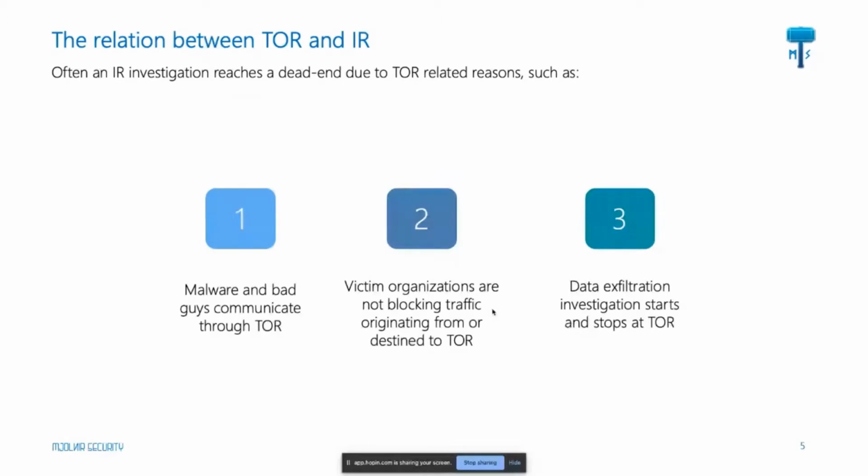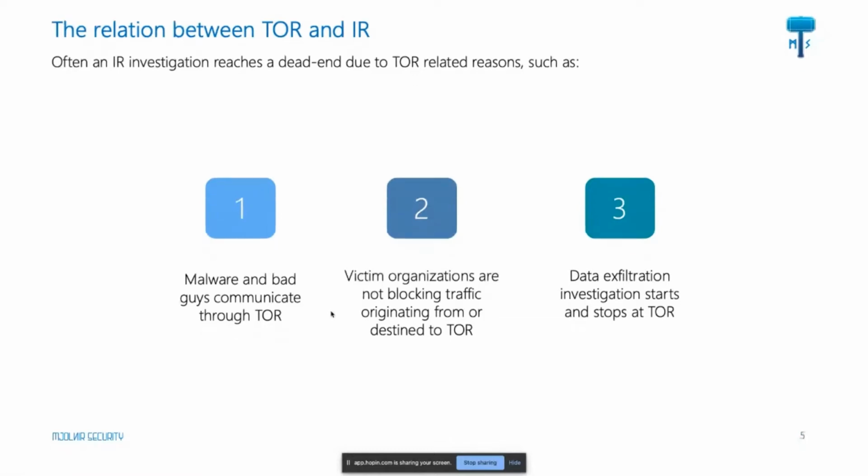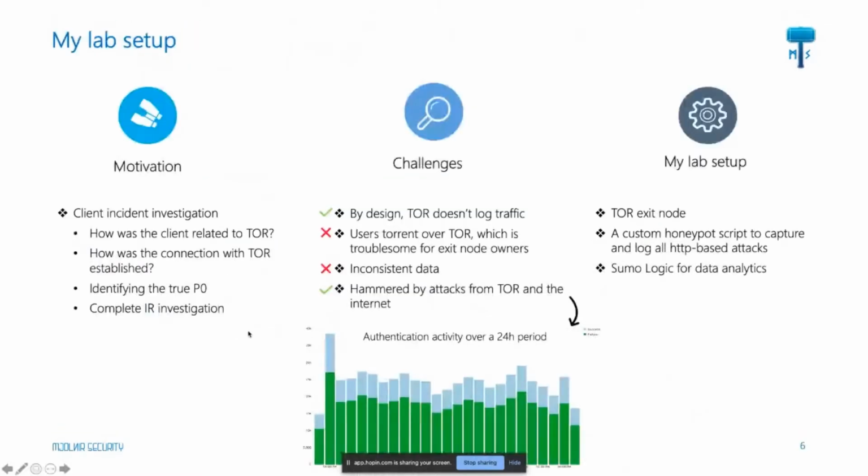So to understand that part better and to understand what really happened, especially with a client I was responding to, I built a small lab infrastructure. As part of that lab, I was trying to understand, for a particular client who got hit by ransomware, how the attackers actually got in. Because all of the IPs and everything else that we were seeing was specifically coming from Tor and going out to Tor.